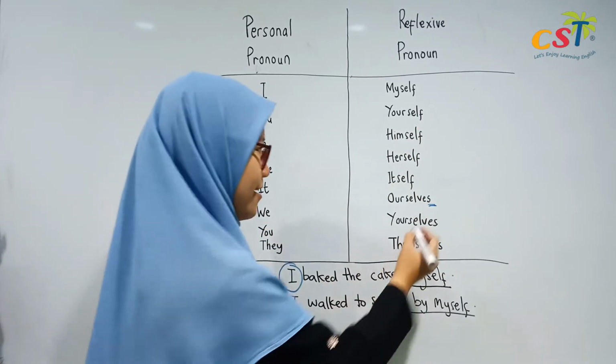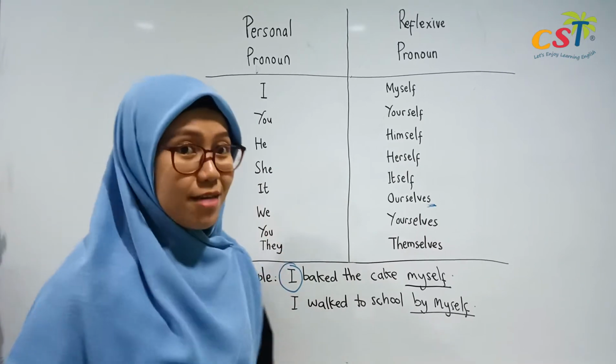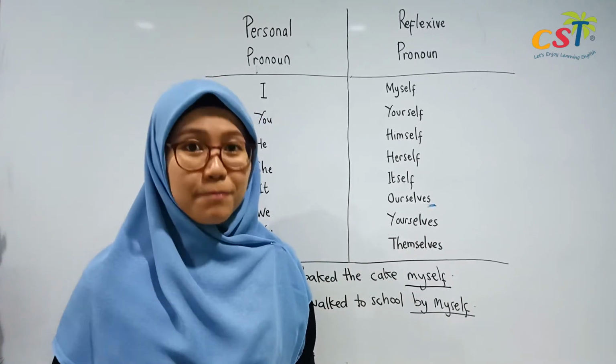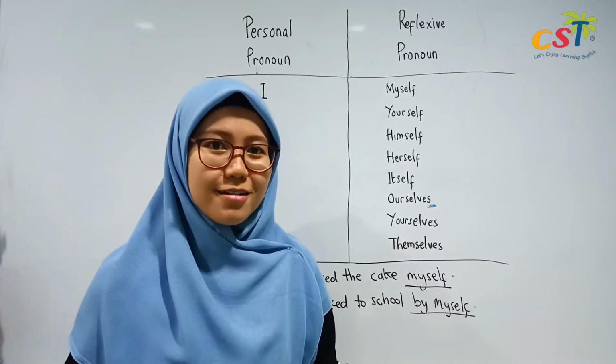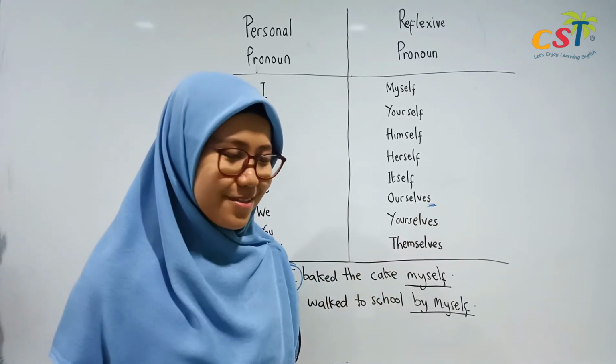Okay, now why, when we use we, do we add s here, while the others don't have es or s, right? It's because when we talk about we, it means the person or the people are more than one. That's why we add es, ourselves.